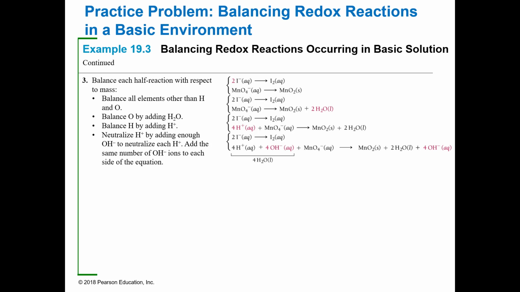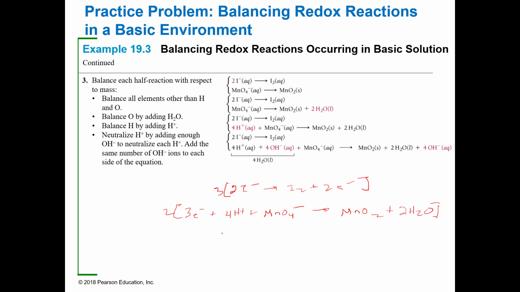So what we have is two iodide ions forming I2 plus the loss of 2 electrons. And then below we had 3 electrons plus 4 hydrogen ions plus the permanganate yields manganese 4 oxide plus 2 waters. And I said, you're going to have to multiply this entire equation by 3 and this entire equation by 2 and then add the 2 together. All right, so let's do that.